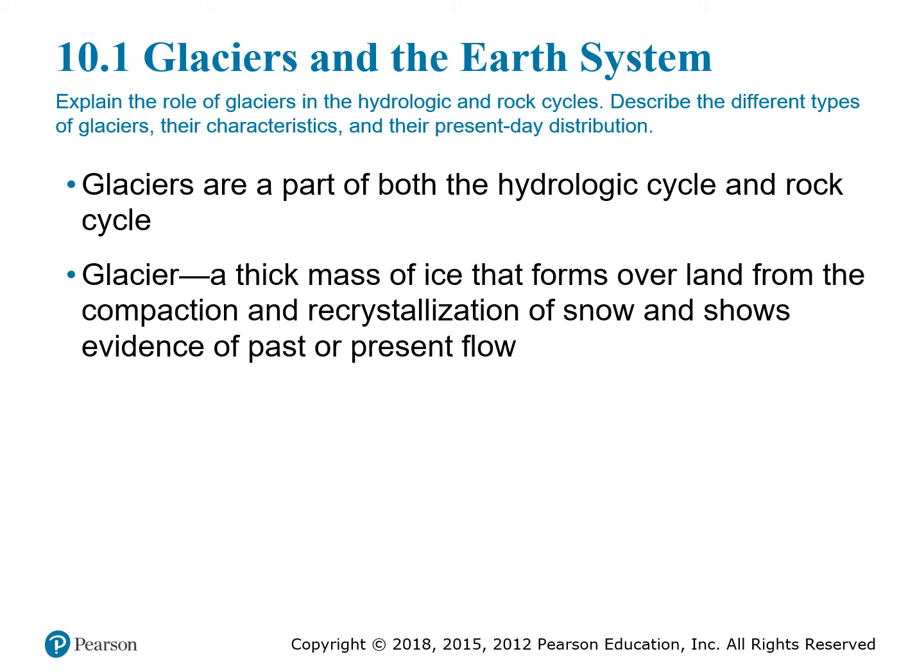A glacier is a thick mass of ice that forms over land from the compaction of snow, right? So precipitation falls in these high mountain areas or areas very close to the poles, and the weight of the snow continually compacting layer after layer will cause the snowflakes and the water to recrystallize into a new form and become ice. Okay.